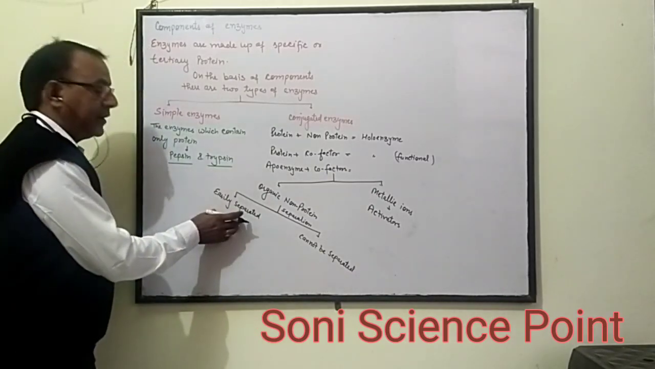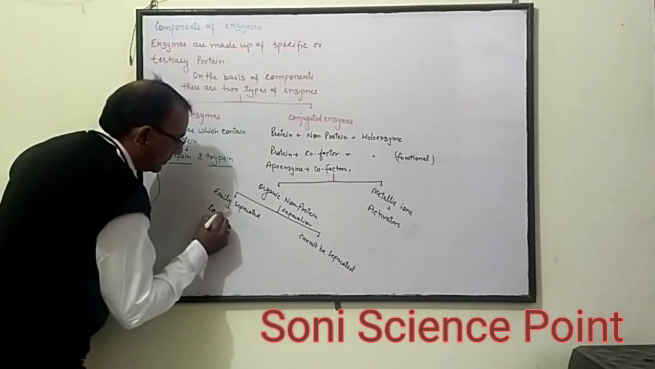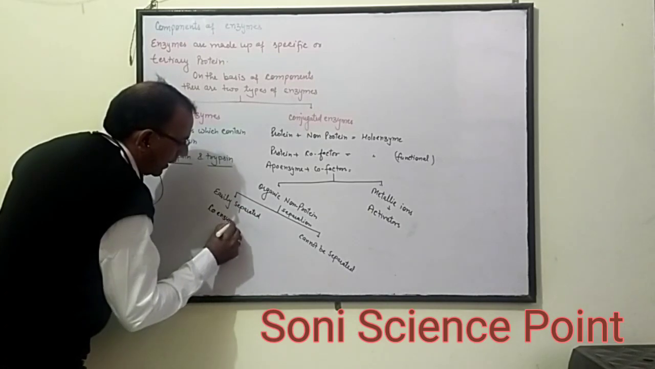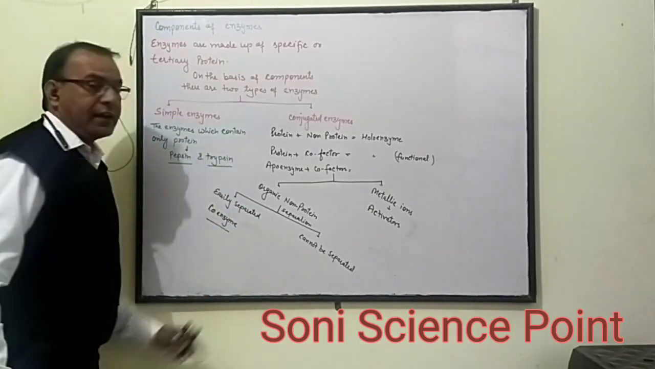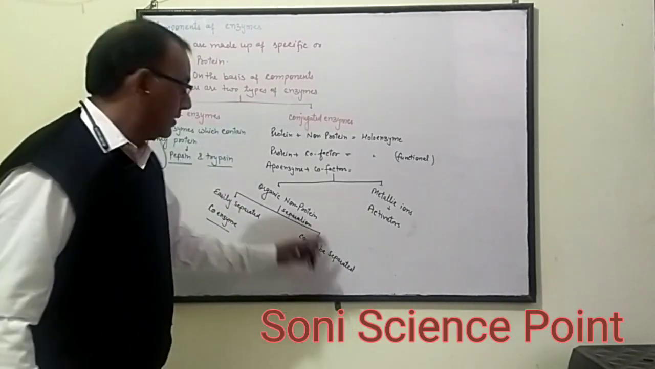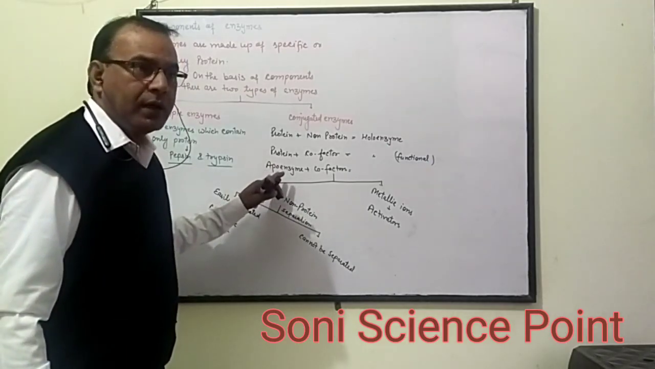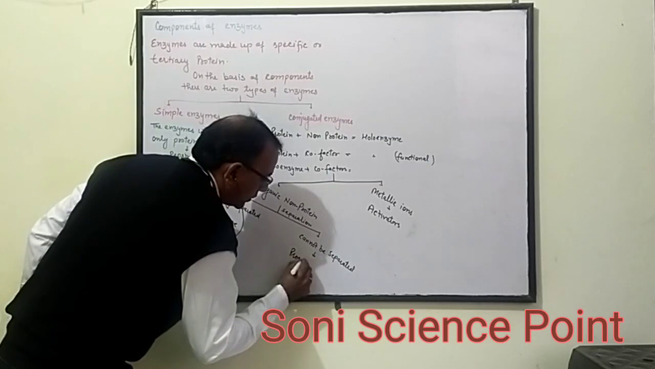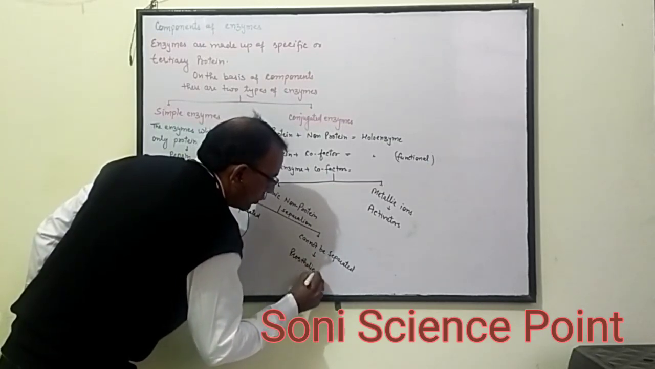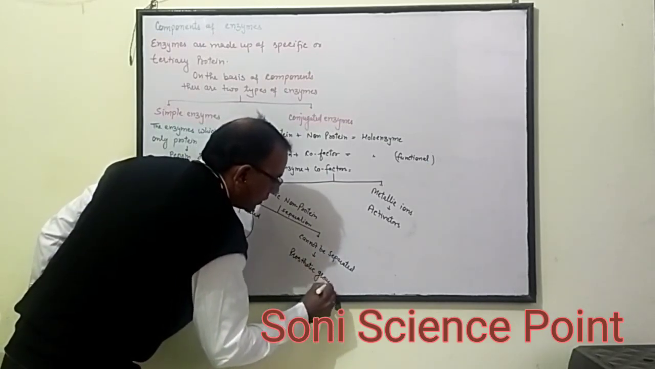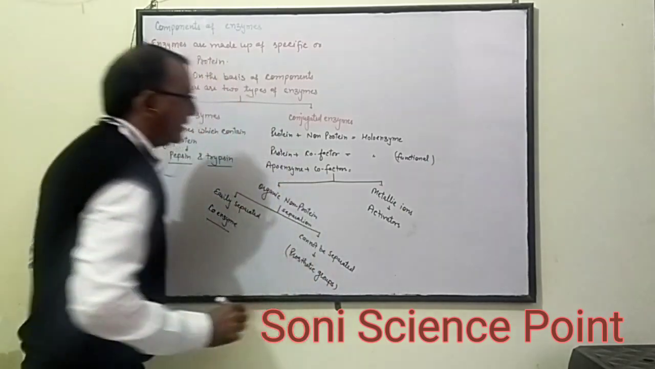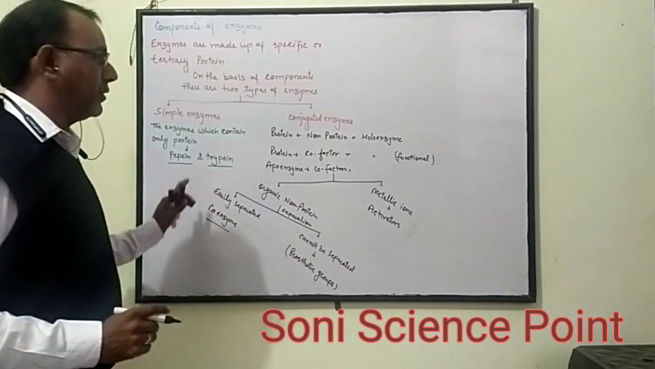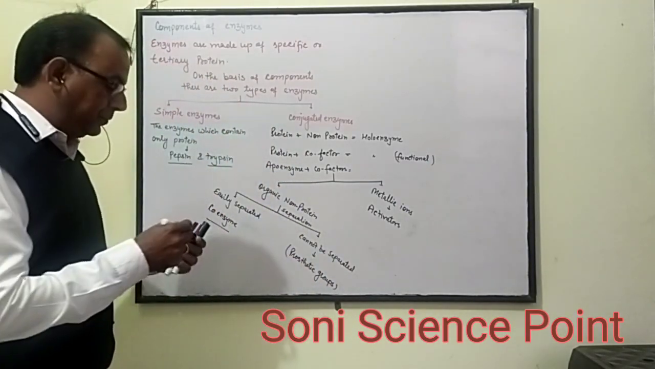An example of easily separated is coenzyme, and those that cannot be separated easily from the non-functional enzyme are prosthetic groups. So we have seen these different components of an enzyme.